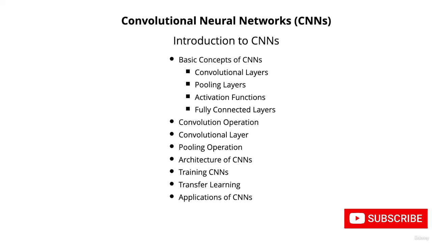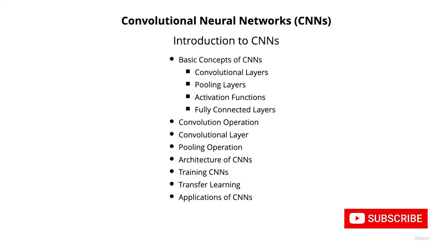How do you train CNNs? CNNs are trained using gradient-based optimization algorithms such as stochastic gradient descent, which is SGD, Adam, or RMSprop, which we saw before. The loss function measures the discrepancy between the predicted outputs and the actual labels, and backpropagation is used to update the network's parameters like weights and biases to minimize the loss.